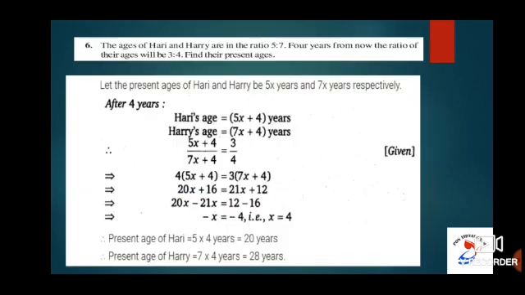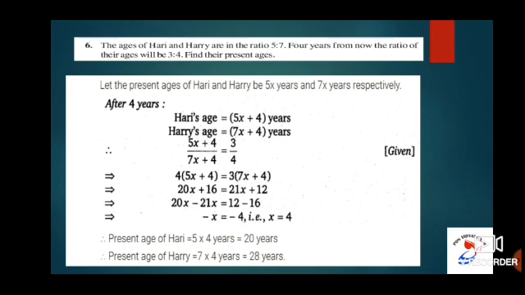Now, we are going to move on to the word problems, that is based on the same method of cross multiplication. So, question number 6 of exercise 2.6. Let me first read the question. The ages of Hari and Harry are in the ratio 5:7. 4 years from now, the ratio of their ages will be 3:4.